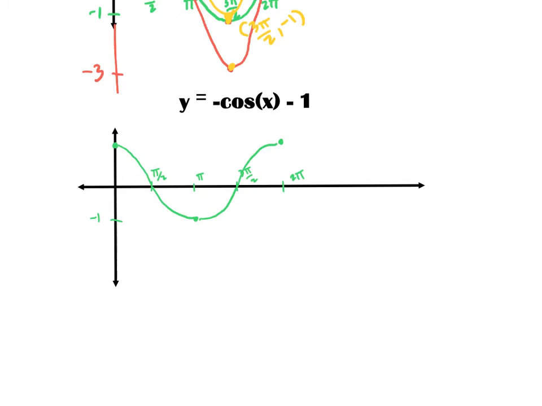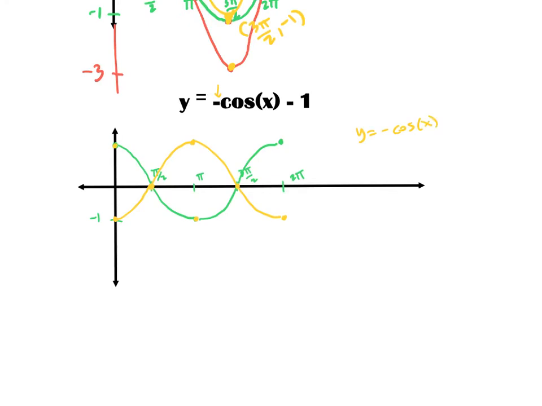Now I'm going to do a vertical reflection first. So I'm going to reflect vertically, taking that point down to here. This point will stay in the same spot. This point will come up and become a max. That point will stay in the same spot. And then we reflect that one as well. So we get a vertical reflection. So this function would be negative cosine of x.